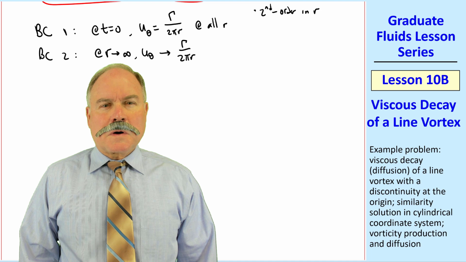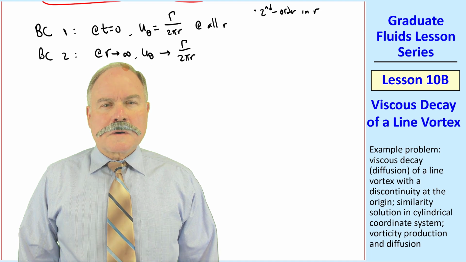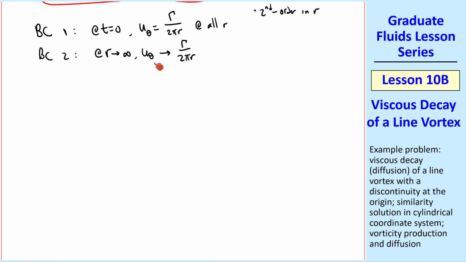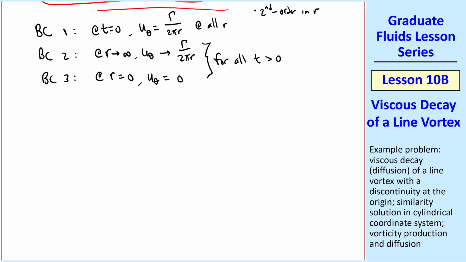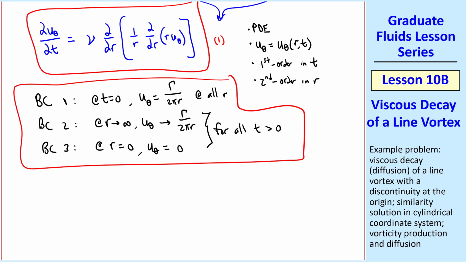Thank you, sir. We're basically saying that as we go far away, we still have the irrotational line vortex because viscous diffusion hasn't reached there yet. Our third boundary condition is that at r equals 0, u theta equals 0, and both of these are true for all times greater than 0, since at time t equals 0 we turn on viscosity, and immediately u theta becomes 0 at the origin. These are our three boundary conditions corresponding to equation 1 in physical variables.